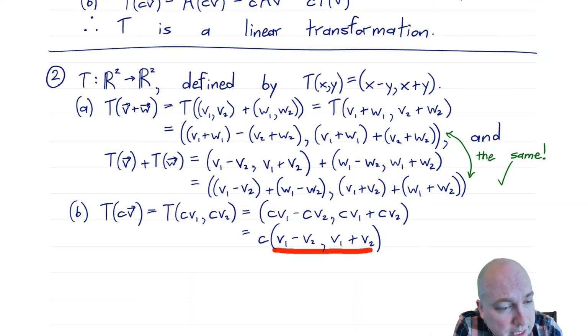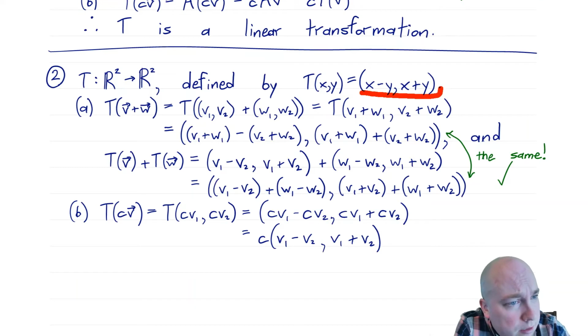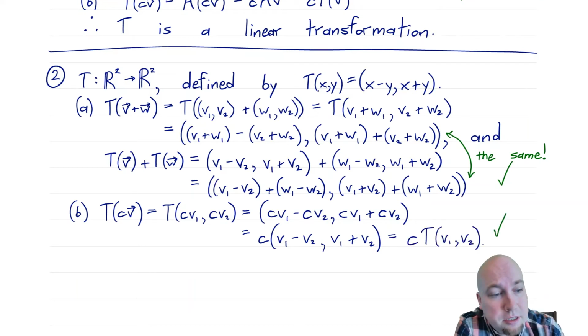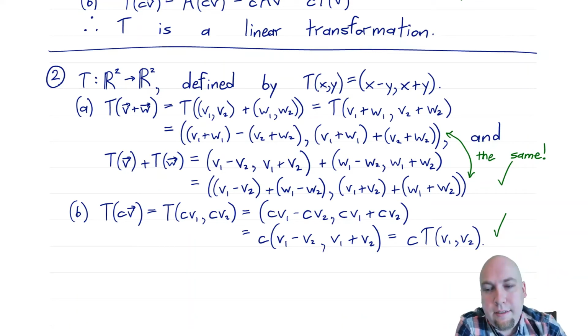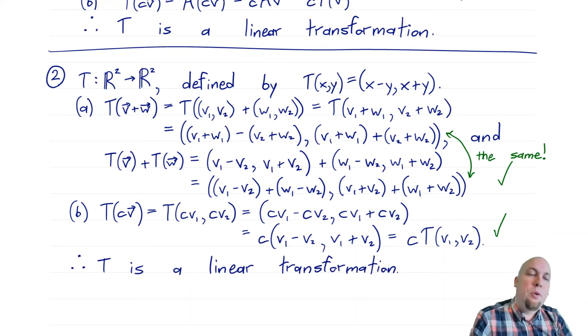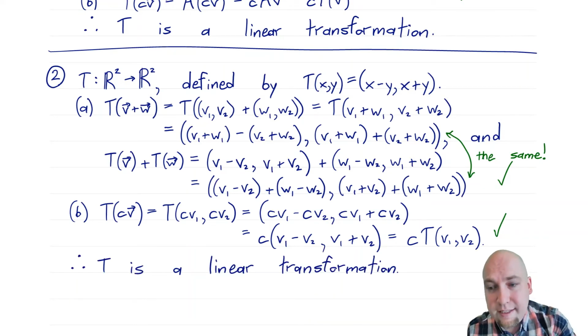And then I look at this and I say, oh, great. That's just exactly what T of V1, V2 is. I just use my definition of T again. And then I'm done, because that's what I wanted to show. Now I've shown that T of C times V is the same as C times T of V. I can pull that scalar out. So great, because both of these properties are satisfied, that's a linear transformation as well.